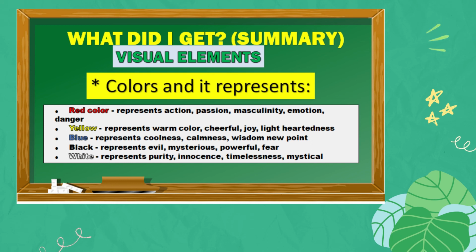We have the color red. It represents action, passion, masculinity, emotion, and danger. Yellow represents a warm color, cheerful, joy, lightheartedness. Blue represents coolness, calmness, wisdom. Black represents evil, mysterious, power, and fear. And white represents purity, innocence, timelessness, and mystical.